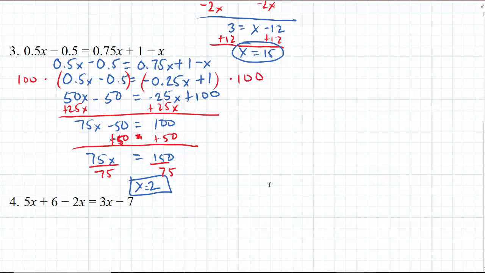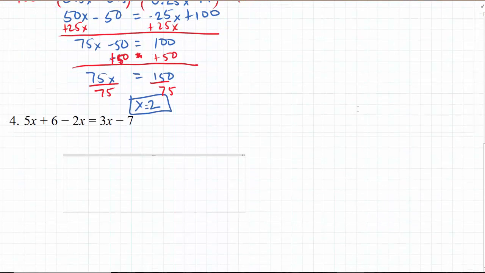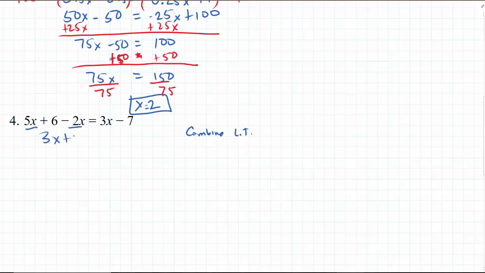In this last problem, it doesn't look like we have any portions, so I think this might be a little simpler, but we'll see. I think what I'm going to do first is combine the like terms. 5x minus 2x is just 3x, and then we have the plus 6 equals 3x minus 7.